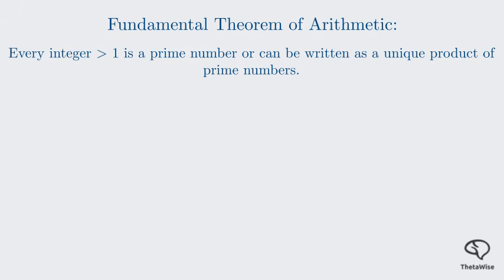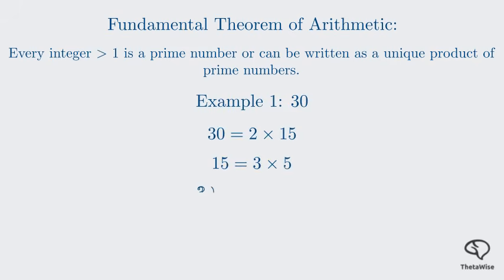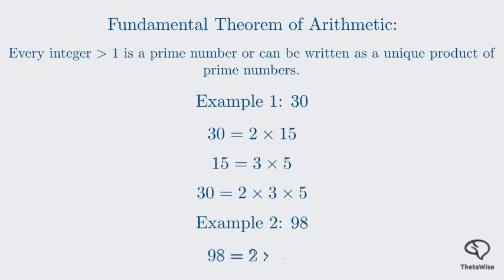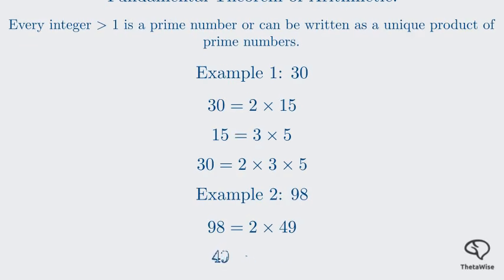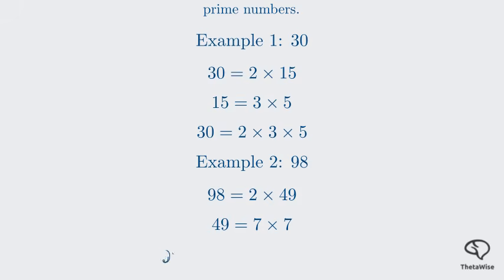Let's see this in action with a couple of examples. For the number 30, we can break it down into 2 times 15. Then 15 is 3 times 5, so the prime factorization of 30 is 2 times 3 times 5. There is no other way to multiply primes to get 30. How about 98? We can divide by 2 to get 49. And 49 is 7 times 7, so the prime factorization of 98 is 2 times 7 times 7, or 2 times 7 squared.